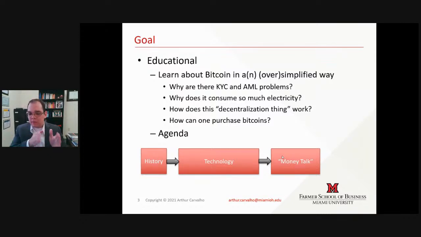I'm going to speak a few minutes about history. The size of these rectangles and squares kind of represents the amount of time I'm going to spend on each topic. I'm going to talk about history first, move to technology. Now I'm going to explain how Bitcoin actually works. And then by the end of my presentation today, that's going to be the money talk. That's when we will talk about how people actually make money or lose money by purchasing cryptocurrencies.